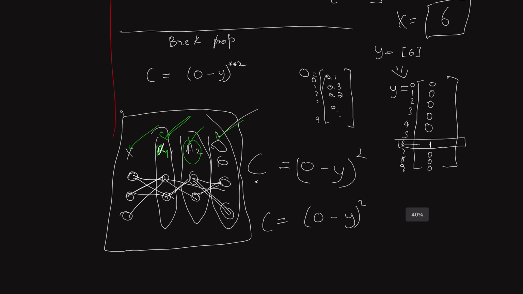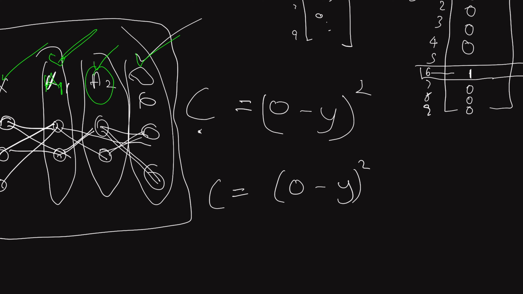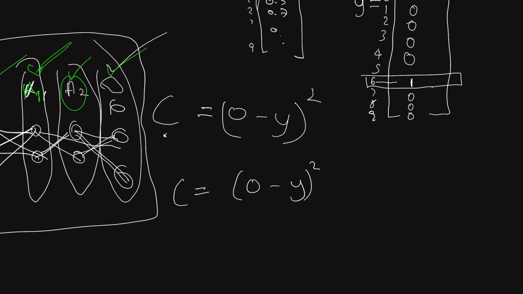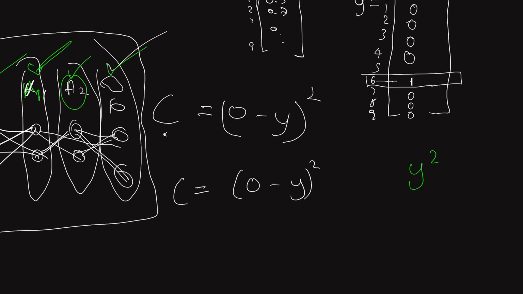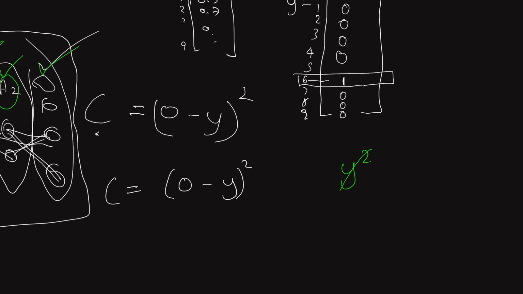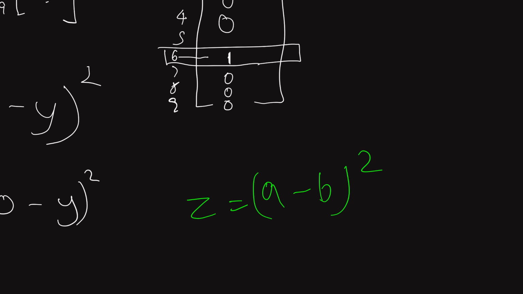So now what we're trying to do is minimize the cost function. Why are we trying to minimize it? Let's just look at the cost function. It's something squared, right? Now, let me take a new variable. Let's take z equals a minus b, whole square. Okay, this is the equation. Now, what is the least value that z can have?